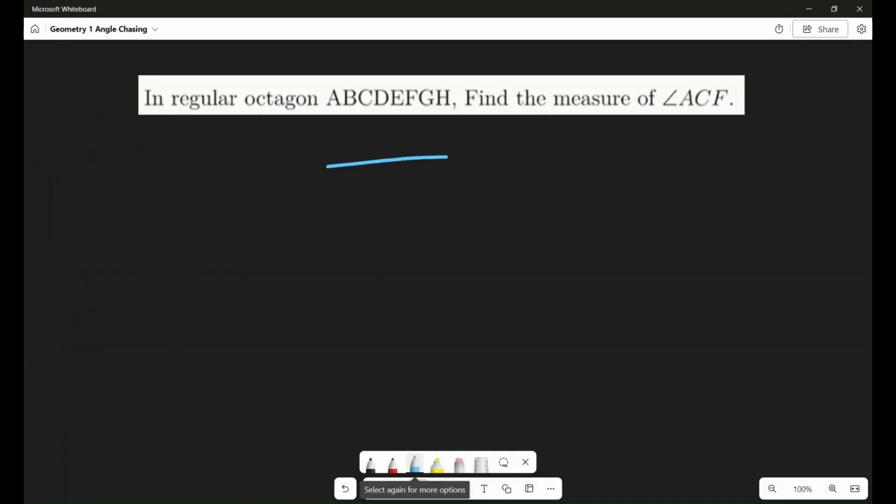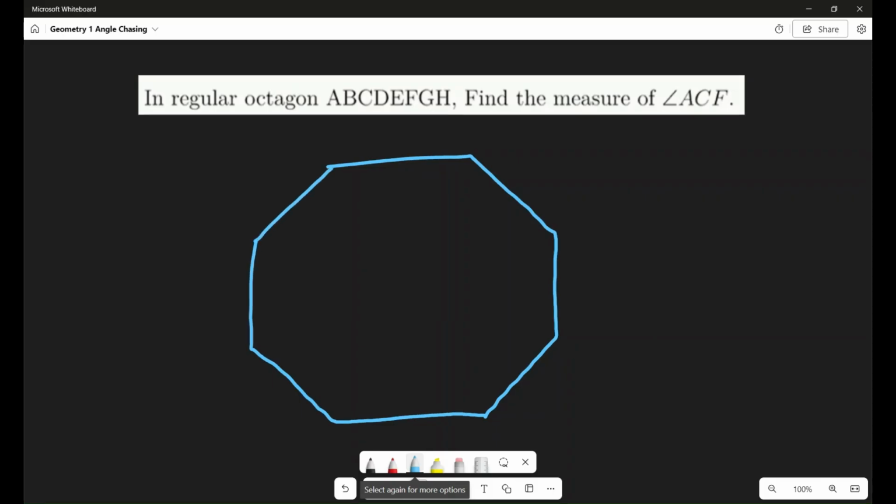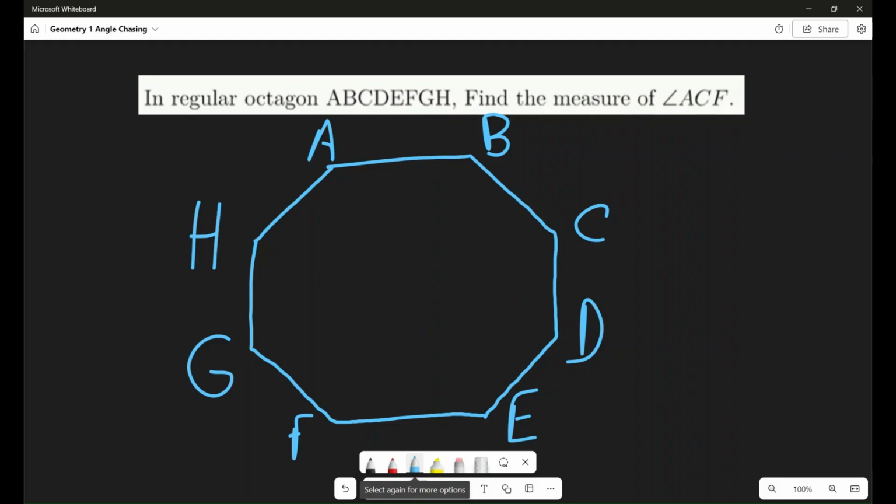Alright, so in any geometry problem, it doesn't have to be angle chasing, it's probably best to start by drawing the diagram. Then we label the vertices. And then we look at what we want. Find the measure of angle ACF. So let's draw that angle in. And we want to find that angle.